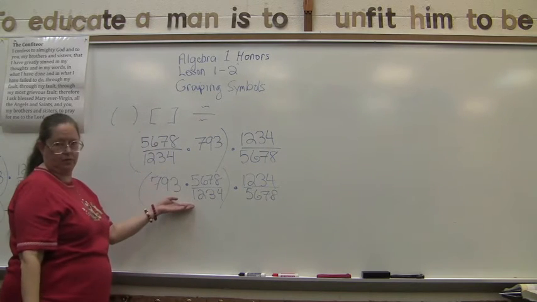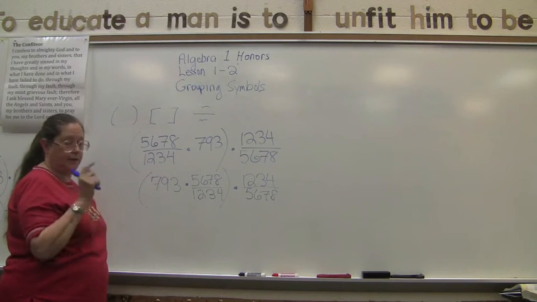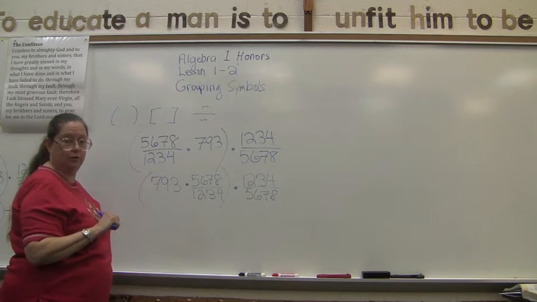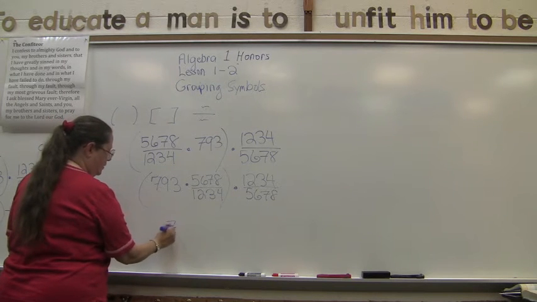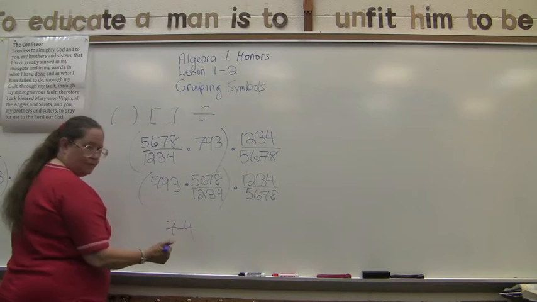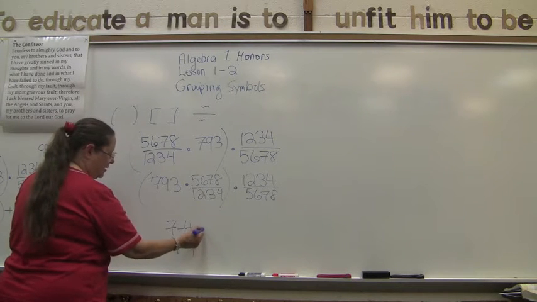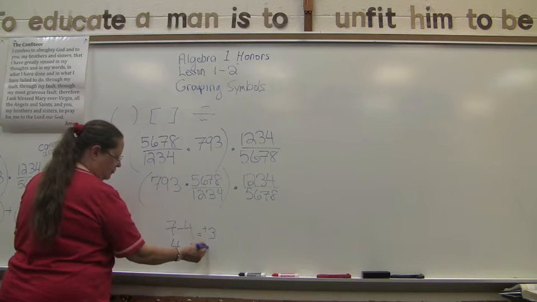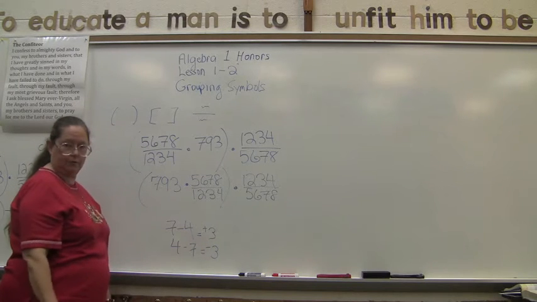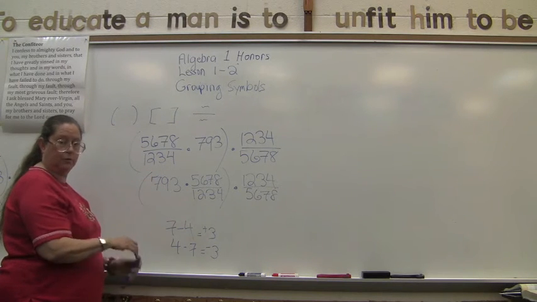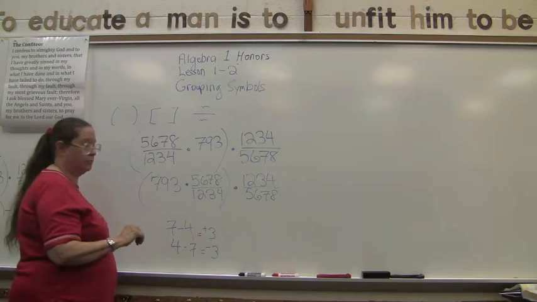That allows us to make this switch. They flip-flop. Now you cannot do that with subtraction or division because 7 minus 4 is not the same thing as 4 minus 7. This is a positive 3. This one is going to be a negative 3. Okay, so the commutative property only works for addition and multiplication.